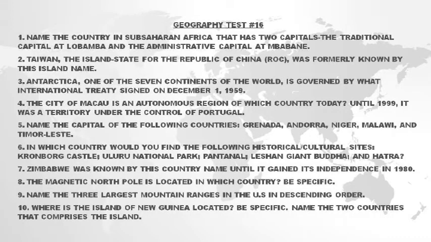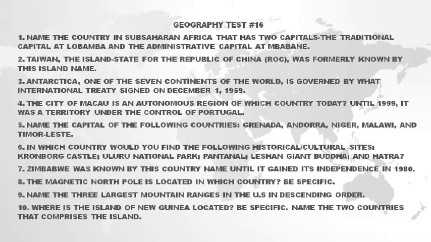Question 6. In which country would you find the following historical cultural sites? Most of these are UNESCO sites. You have the Brandenburg Castle, the Uluru National Park, the Pantanal Park, which is in South America, Leshan, a giant Buddha, and Hatra. So those are 3 international sites, UNESCO sites. And so the question is, in what countries are they located?